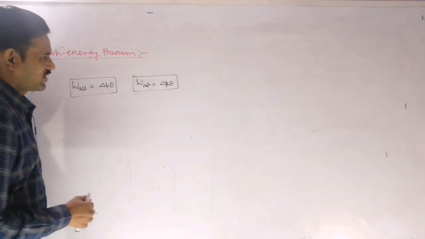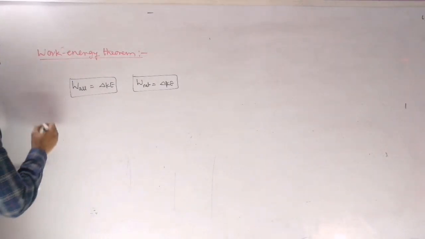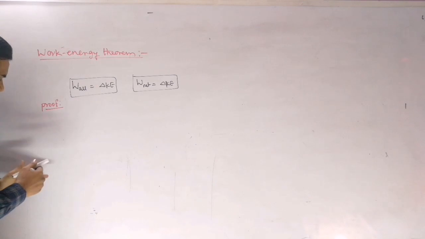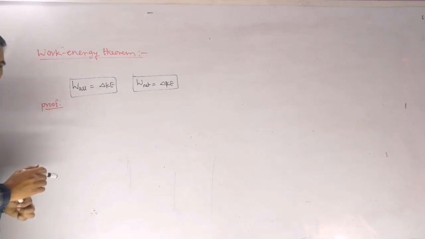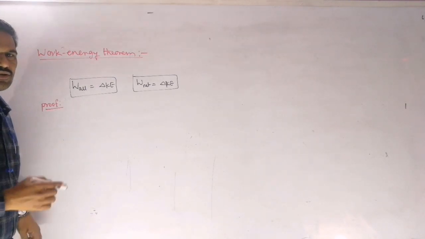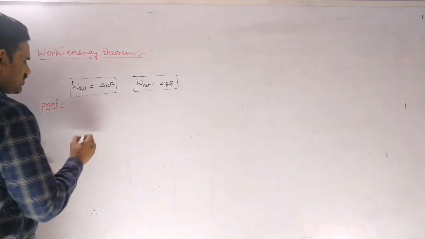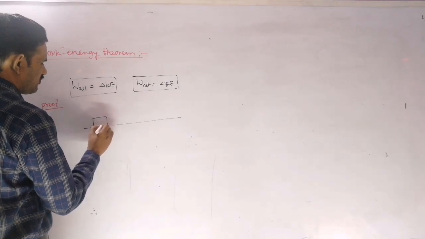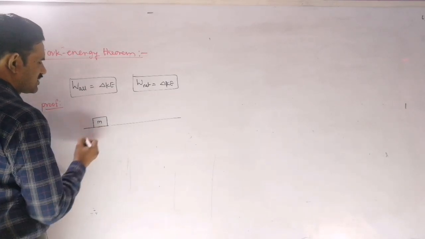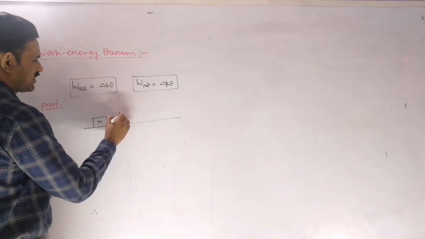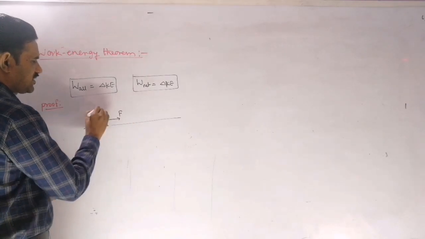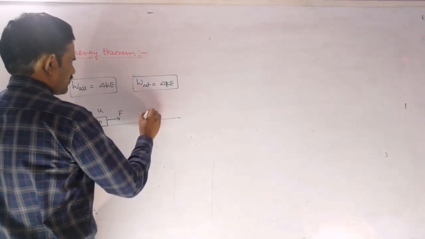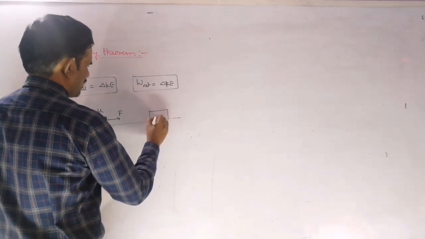Now let us see the proof for this. That is the statement. Now let us see the proof for this work energy theorem. We can prove it in different ways. I am taking the procedure similar to that of our kinetic energy. Let us take a block of mass m placed on this horizontal surface. Now there is some net force F acting on it. The initial velocity of the object is u. After traveling some distance, its velocity will become v.